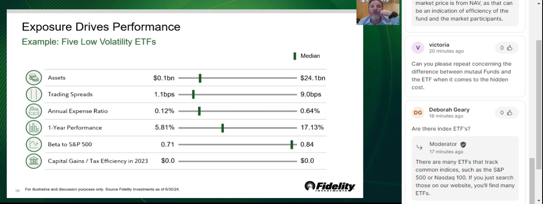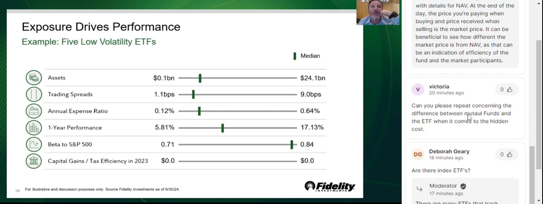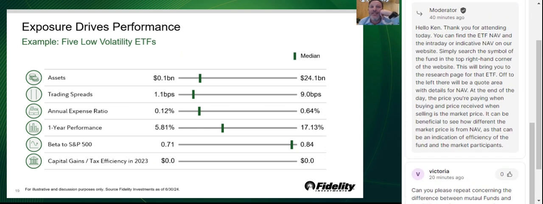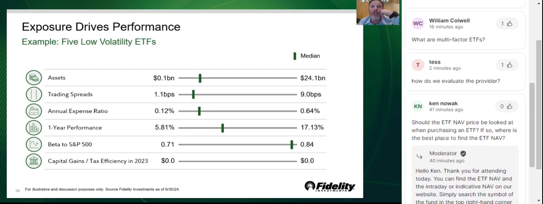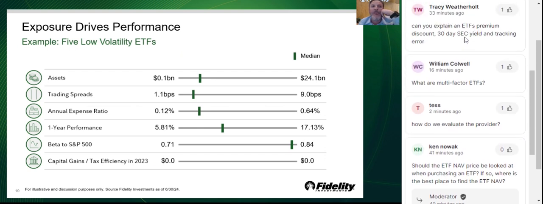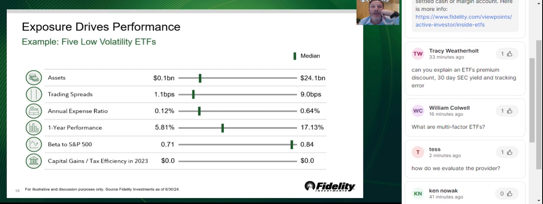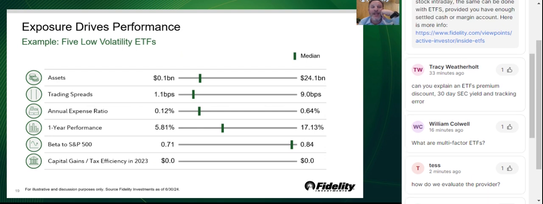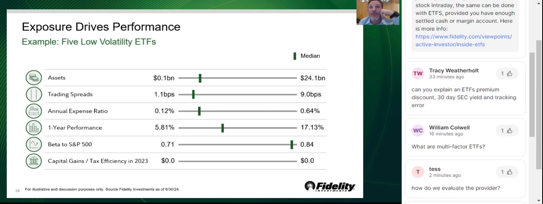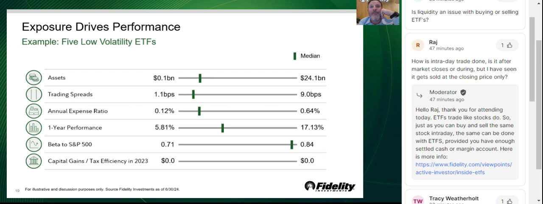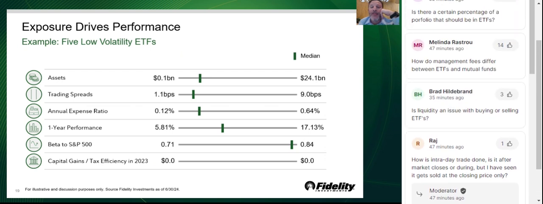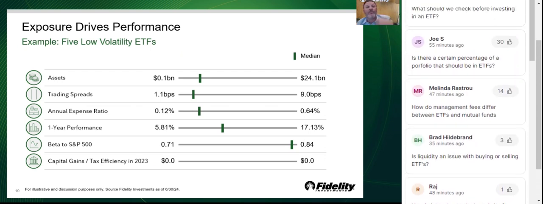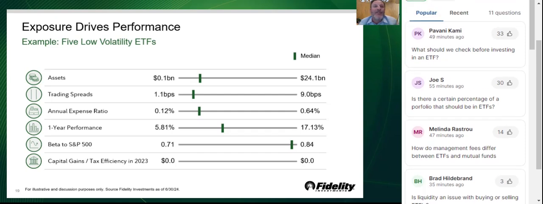But look at the 1-year performance. The range of performance was 5.8% to 17%. That's a 12% difference in 1 year. And that performance is coming because of the way the ETF is exposed, based on the way the manager weights the stocks in their portfolio and the way they may constrain for outsized bets.